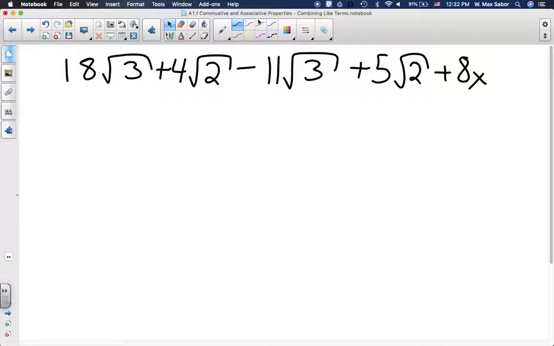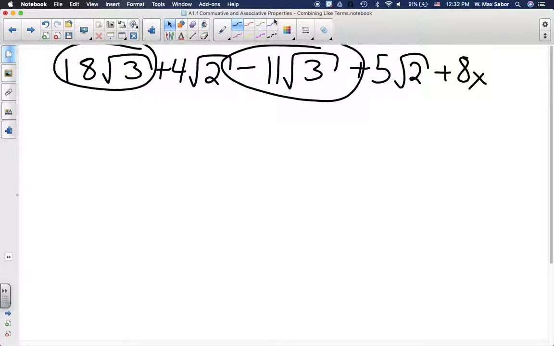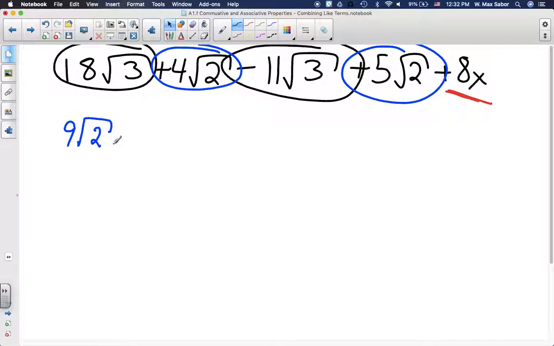Here, the like terms have the same radical. So those are like terms, and those are like terms. 8x doesn't have any like terms right now. So let's combine the 4 and the 5, become 9 square root of 2. You do not change the radical when you're combining like terms. They are indicating that they're like terms. It doesn't become square root of 4.